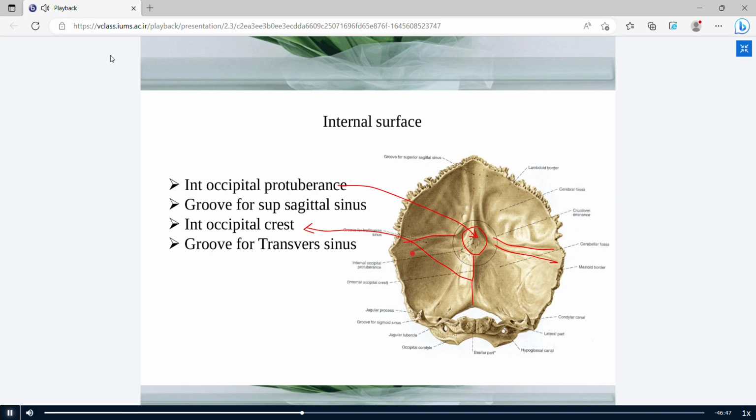Groove for transverse sinus, and superior to the internal occipital protuberance, there is another groove for the superior sagittal sinus. The internal surface of the occipital bone is divided into 4 chambers. The superior chamber is related to the occipital lobe of the brain, and the inferior chamber here is related to the cerebellum.